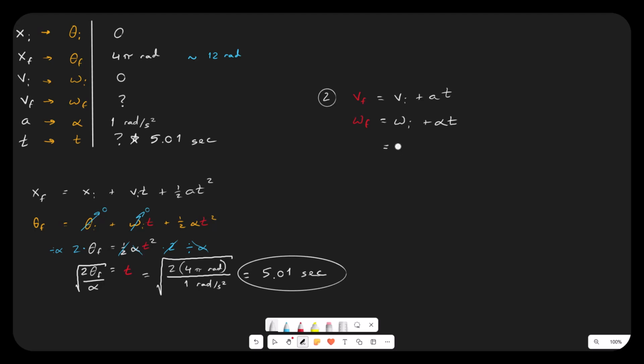My initial velocity, that was 0. My angular acceleration, 1 radian per second squared, and the time 5.01 seconds. Well, that's easy math. That's going to be 5.01 radians per second. Maybe now I want to know, how fast is a point on the edge of the wheel moving after that amount of time?